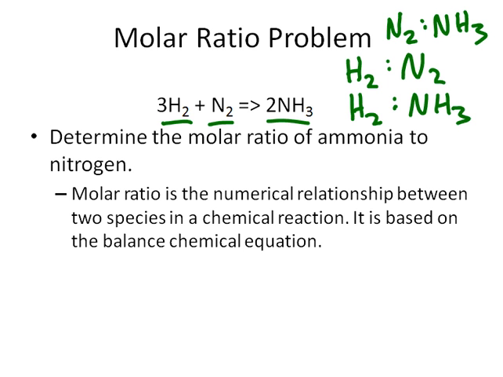Okay? And the ratio that I'm referring to, that numerical relationship, is just the coefficients that are present in the balanced chemical equation. So the molar ratio of hydrogen gas to nitrogen gas is 3 to 1. Or from nitrogen gas to ammonia gas is 1 to 2. Or from hydrogen gas to ammonia is 3 to 2. Now I can use those ratios to predict how much of one species I can either use up if it's a reactant or make if it's a product.